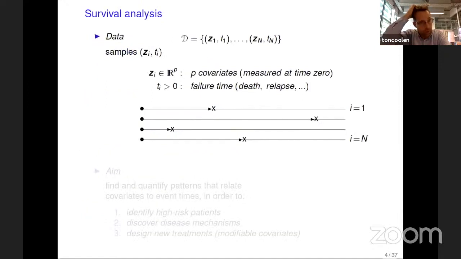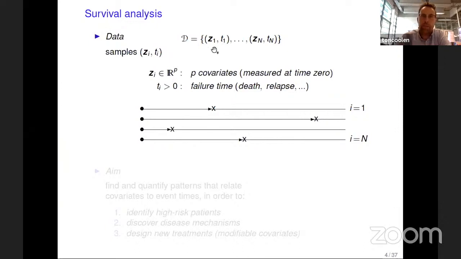Let me introduce quickly to you what survival analysis is. Survival analysis is simply the situation where you have data in which each sample comes in the form of a pair: a vector Z that gives you values of things that you can measure at time 0 in a patient, for instance, and then a corresponding time that tells you at what time later this patient died or got a relapse or got whatever you're technically interested in in this particular study.